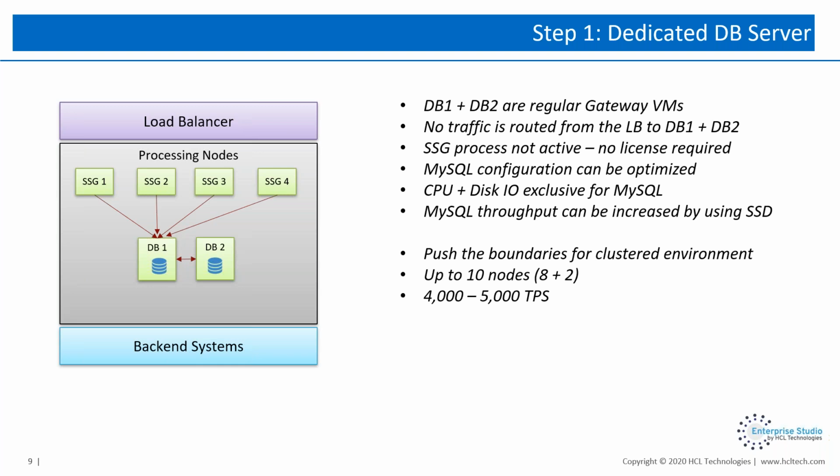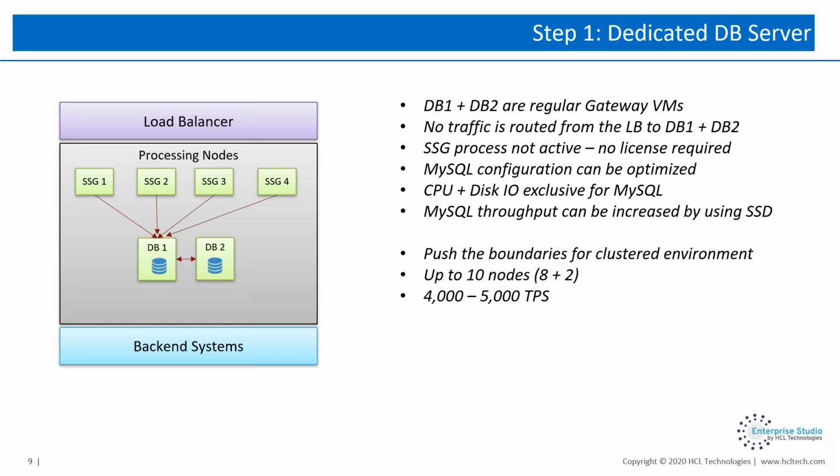So the first iteration to optimize this was to just reserve 2 nodes in the cluster, the database nodes, and not route traffic to them. So the gateway process was not active. We had processing nodes and we had database nodes, and you could tune both from the configuration point so that they were tuned to optimal performance. For the database nodes, you didn't need a license because there was no gateway process present, and you get more CPU and disk I/O for the throughput.